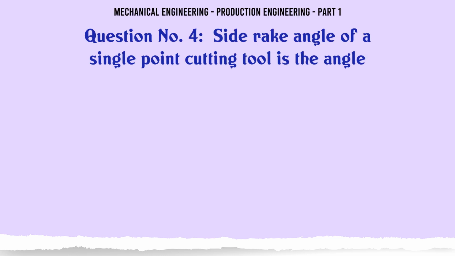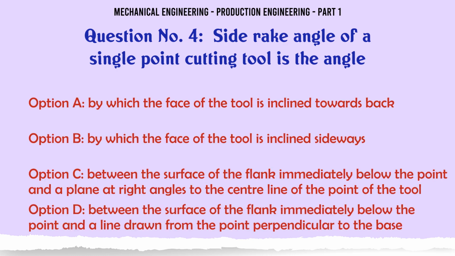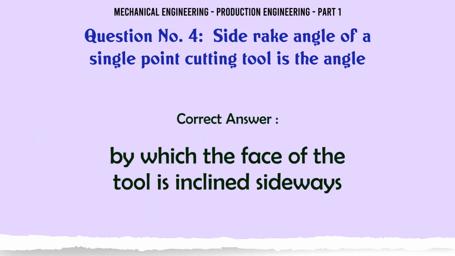Side rake angle of a single point cutting tool is the angle A. by which the face of the tool is inclined towards back. B. by which the face of the tool is inclined sideways. C. between the surface of the flank immediately below the point and a plane at right angles to the center line of the point of the tool. D. between the surface of the flank immediately below the point and a line drawn from the point perpendicular to the base. The correct answer is by which the face of the tool is inclined sideways.